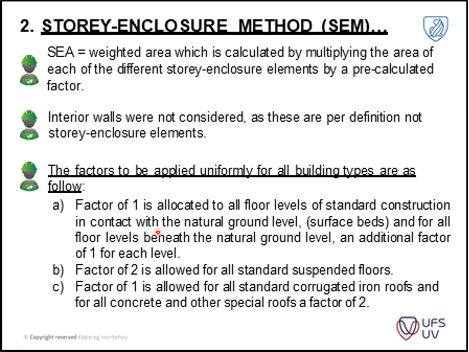Okay, so the factors that have to be applied. A factor of 1 is allocated to all floor levels of standard construction in contact with natural ground. And for all floor levels beneath the natural ground, an additional factor of 1 is provided per level. Okay. And then a factor of 2 is allowed for all standard suspended floors, and a factor of 1 is allowed for standard corrugated iron roofs and for concrete and other special roofs a factor of 2. So you will see in your study notes where the standard factors are provided.